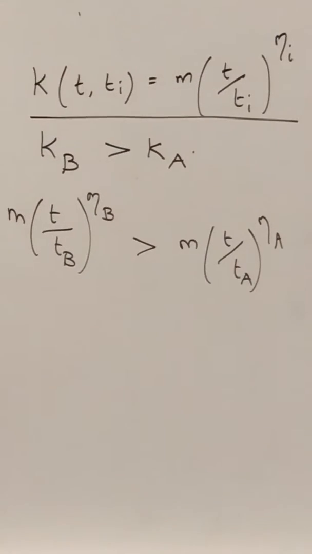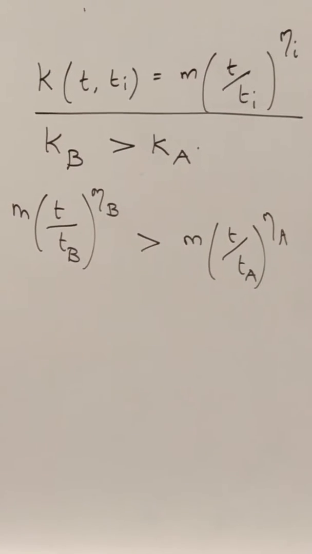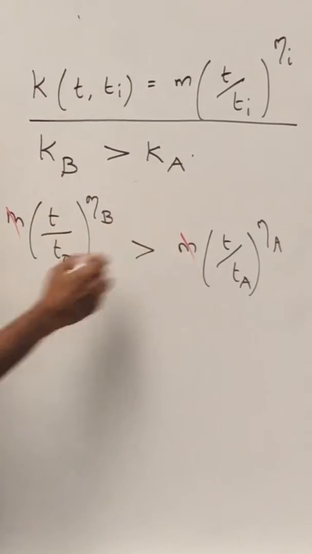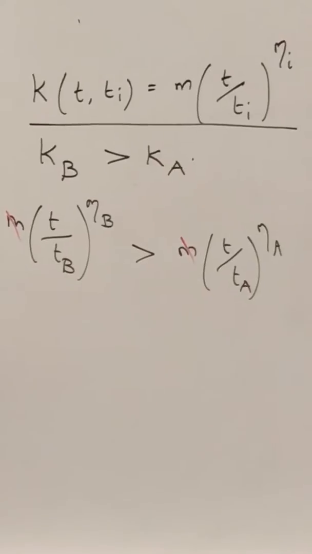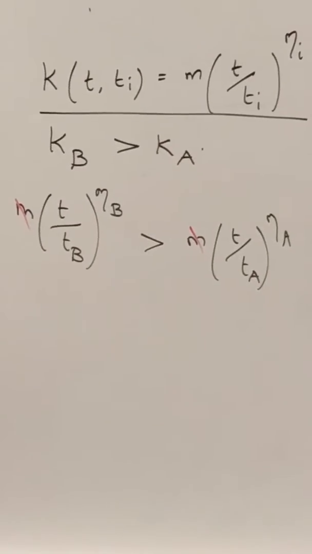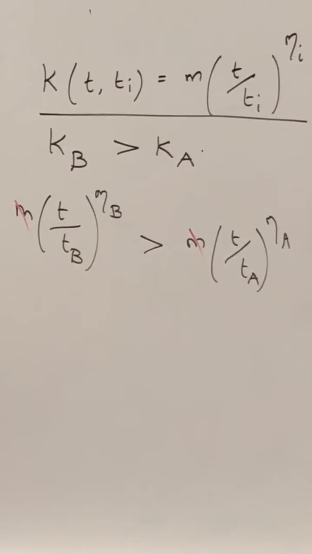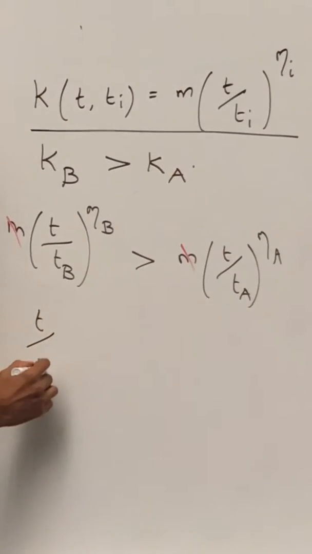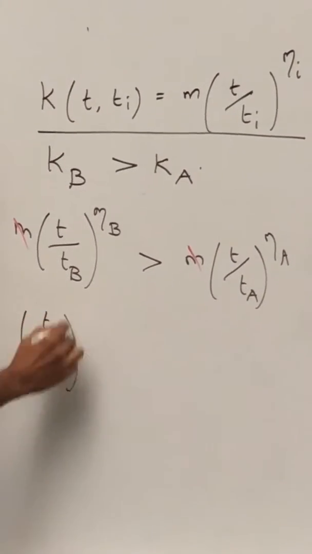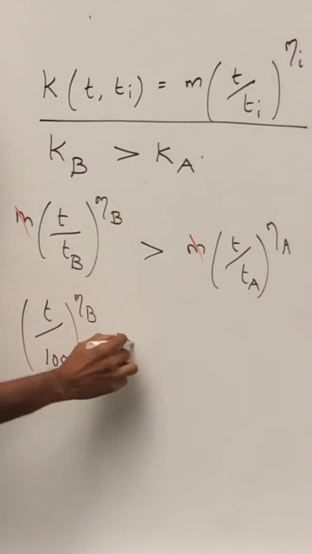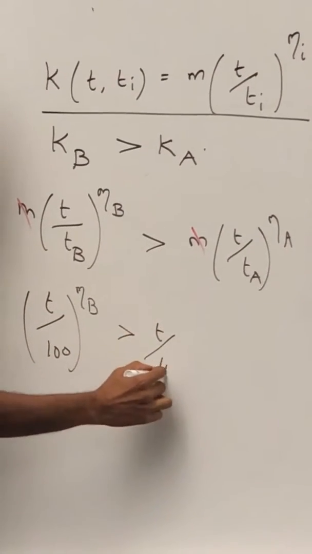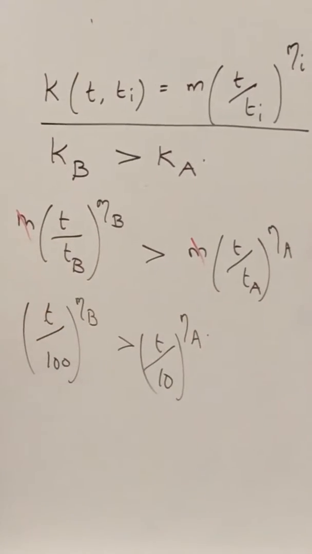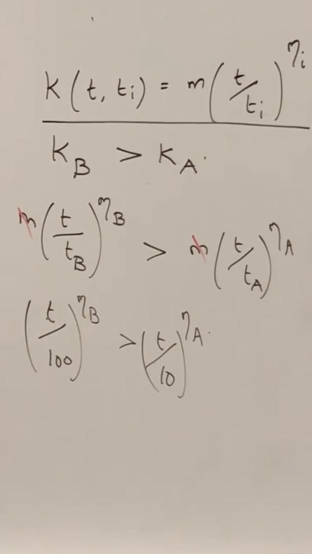Right? I'm just substituting a formula. So here, of course, the M can cancel out. And what is given is TA and TB. So T over TB is 100 raised to eta B, which is greater than T over TA, which is 10 raised to eta A. So we really want to find this T, the time.